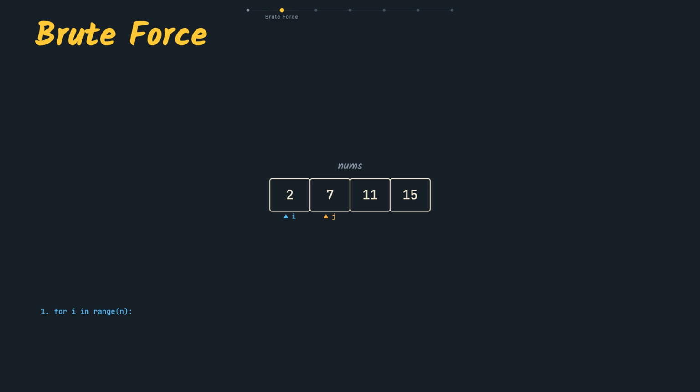Okay, try the obvious thing. Take the first number, 2. Now scan the rest looking for 7. 2 plus 7, 9. Found it. Lucky. But what if the answer was hiding much further?